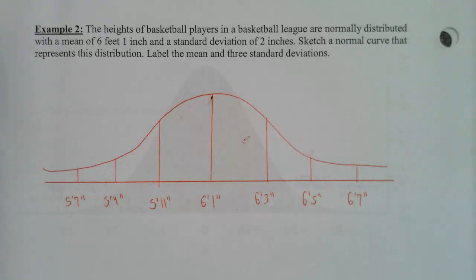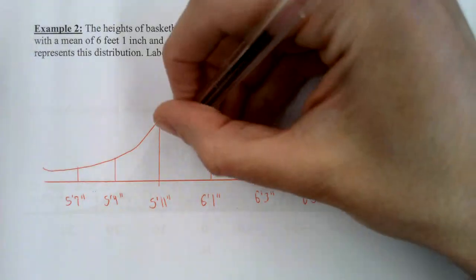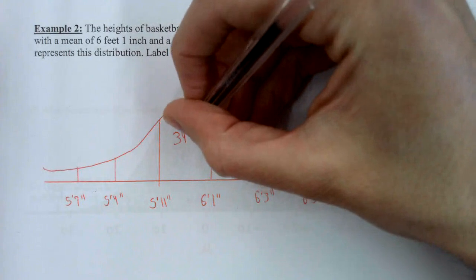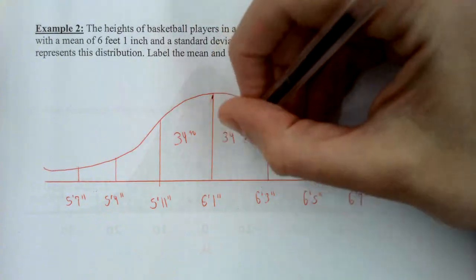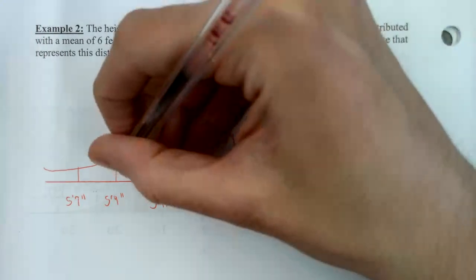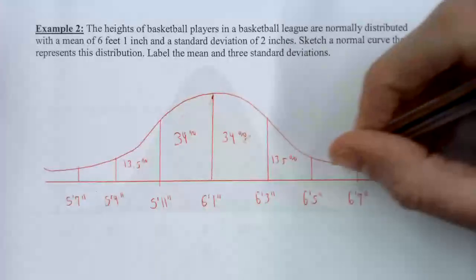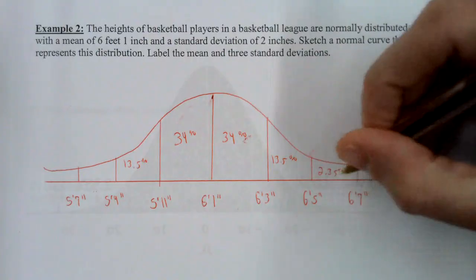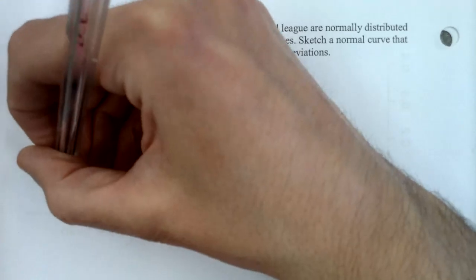And then let's label the percentages, 34 and 34. 13.5 and 13.5. 2.35, 2.35, and then 0.15 and 0.15.